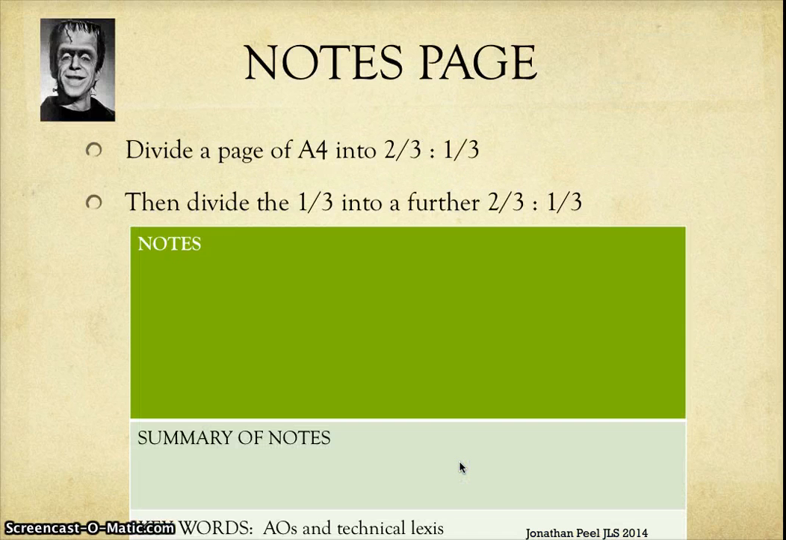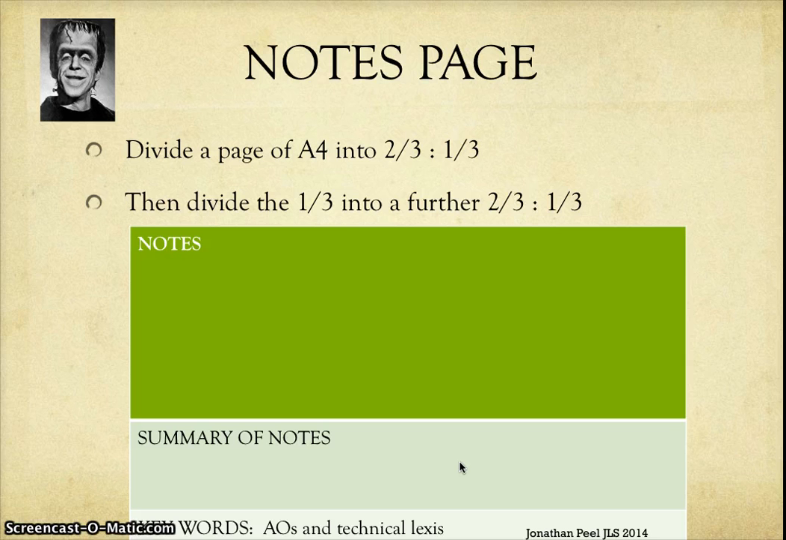The notes page I like to use here with Herman Munster at the top of the page is one that looks like this. A page of A4 divided 2/3 and 1/3, and then down a further 2/3 and 1/3. So you have at the top of the page notes in whatever format you want, taken whilst we're reading. You might be writing mind maps, you might be doing a scattergraph, you might be doing all sorts of things. You may just be writing words.